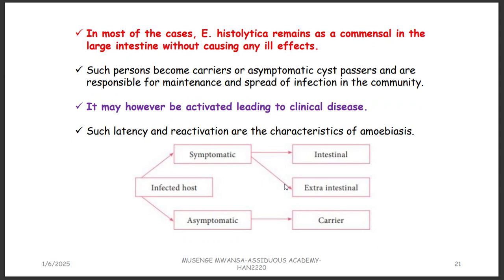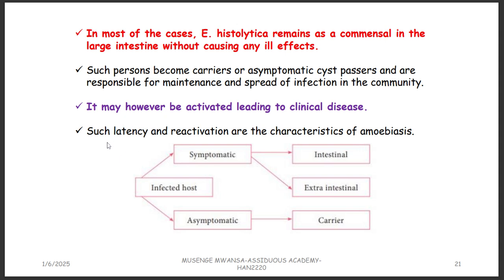So in most cases, Entamoeba histolytica remains as a commensal in the large intestines. It will not cause any ill effects. Such people that have got Entamoeba histolytica without causing effects are asymptomatic carriers. However, it can also be activated, and that is what leads to the clinical disease of Entamoeba histolytica. So latency and reactivation are the characteristics of amoebiasis.